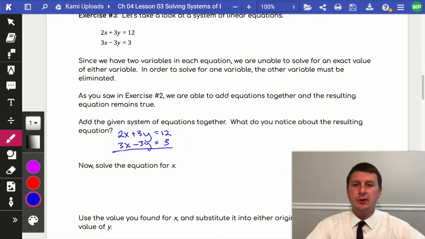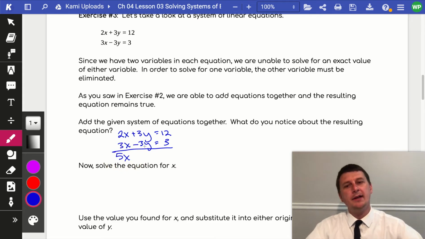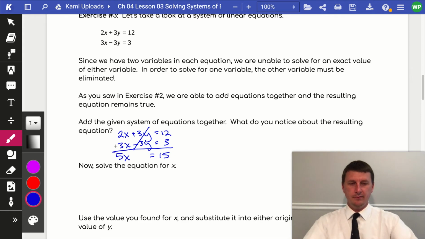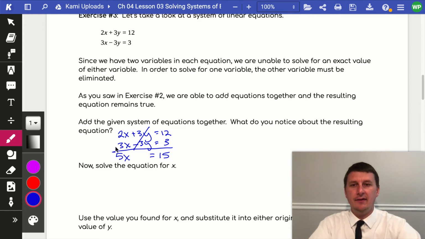When we combine a 2x and a 3x, we get a 5x, and 3y minus 3y. Oh, that's interesting, because that equals 0, so that cancels out. And 12 plus 3 is equal to 15. So what do you notice about the resulting equation? Well, the resulting equation looks a lot easier to solve than both of these. And also on top of that, we eliminated our y variable. We only have an x variable left.